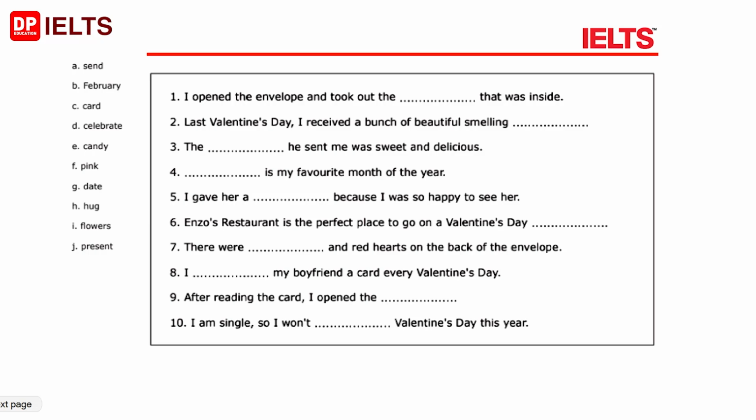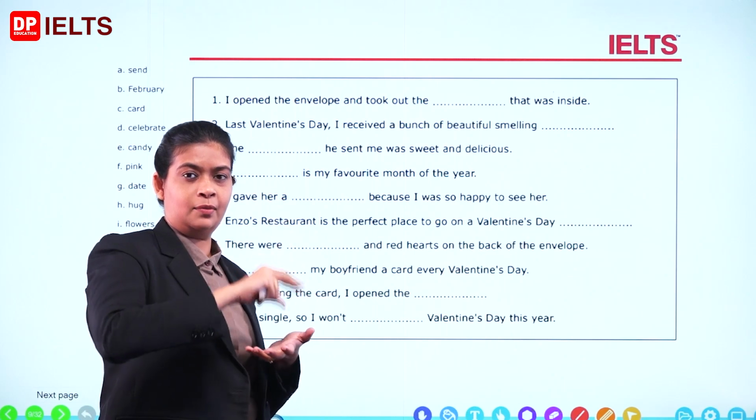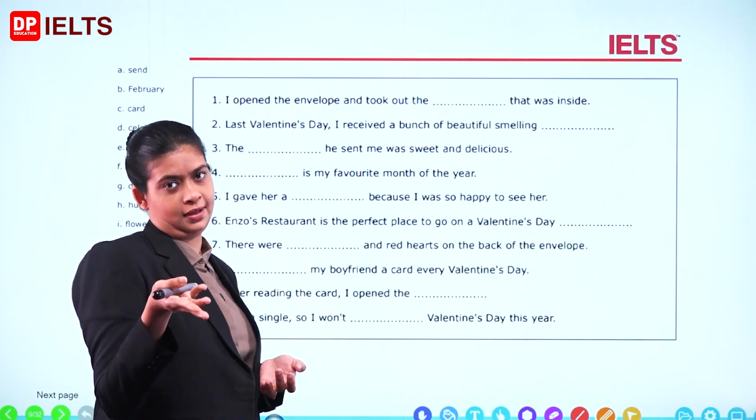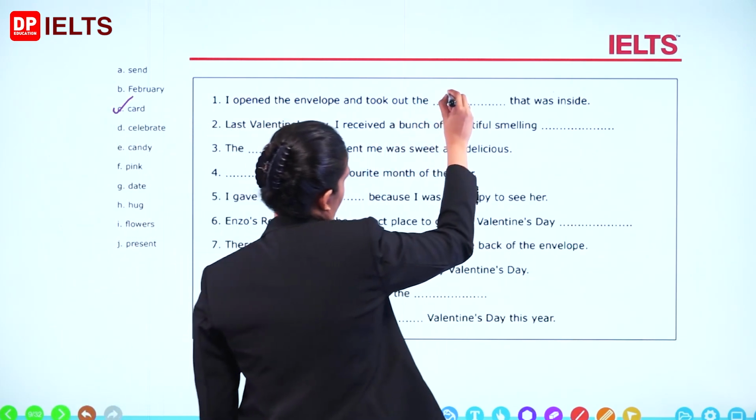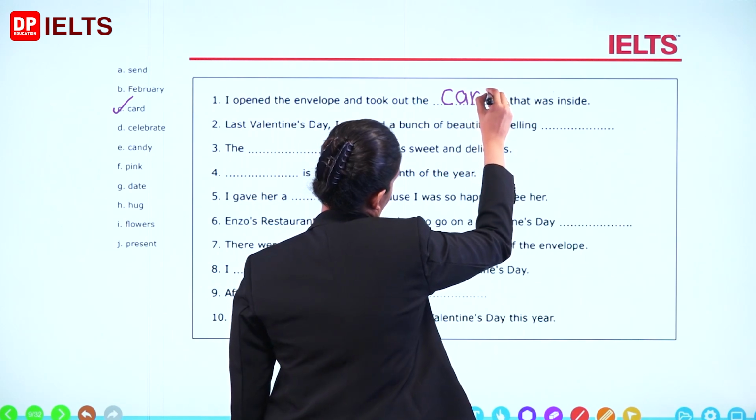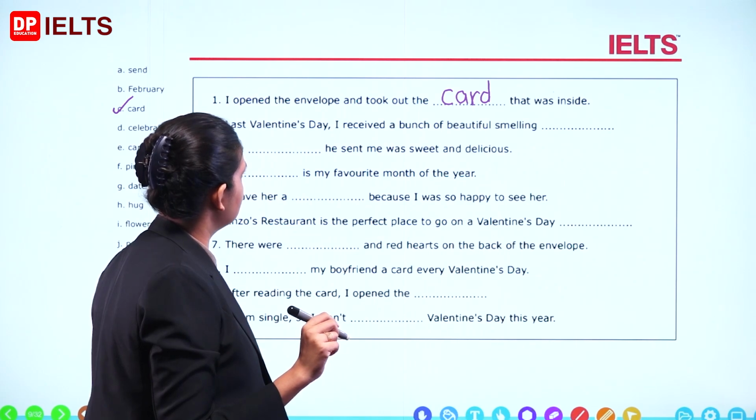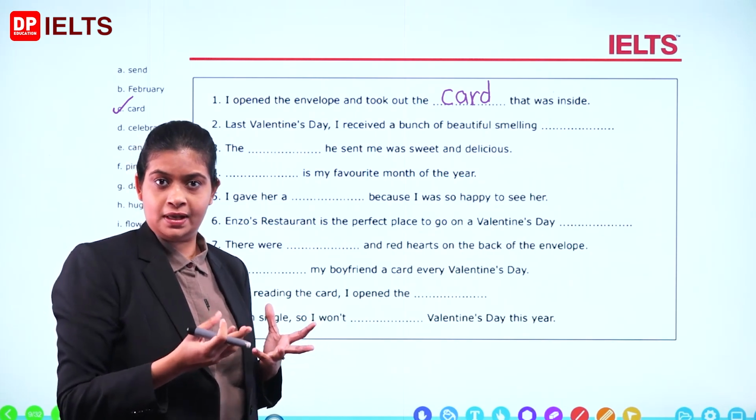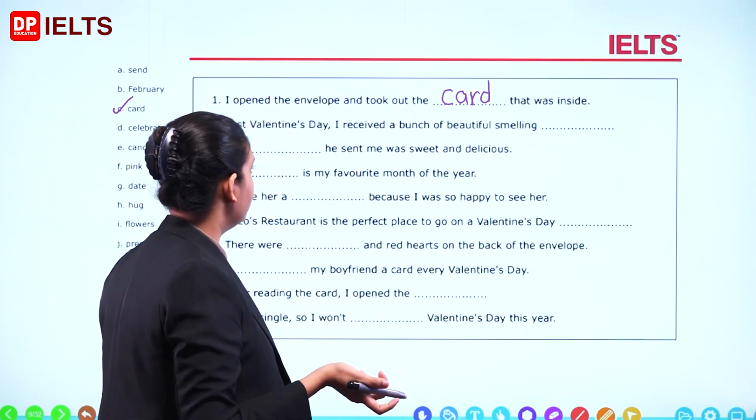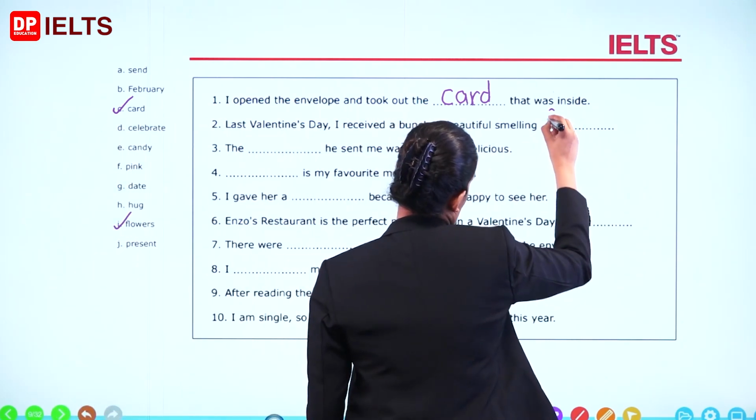Right. I opened the envelope and took out blank that was inside. අපි සාමාන්‍යයෙන් ලියුම් කවරේ අරලා ලියුමක් ගන්න ඕනේ එක්කෝ කාඩ් එකක් ගන්න ඕනේ. ඉතින් මෙතන ලියුම කියන එක නැත්තේ හින්දා අපිට use කරන්න පුළුවන් card. Next one. Last Valentine's Day, I received a bunch. A bunch කිව්වහම සාමාන්‍යයෙන් groupings වල a bunch of flowers. Of beautiful smelling flowers. Mal.